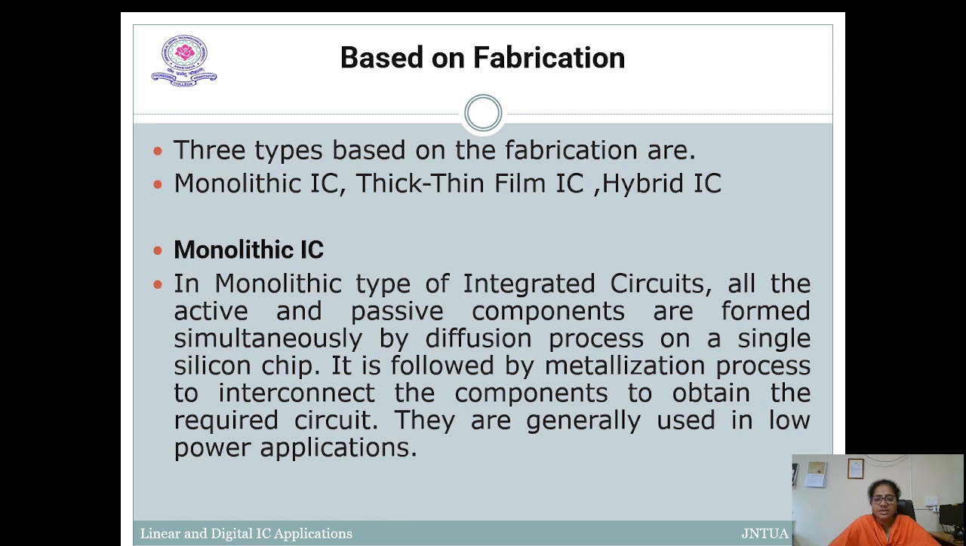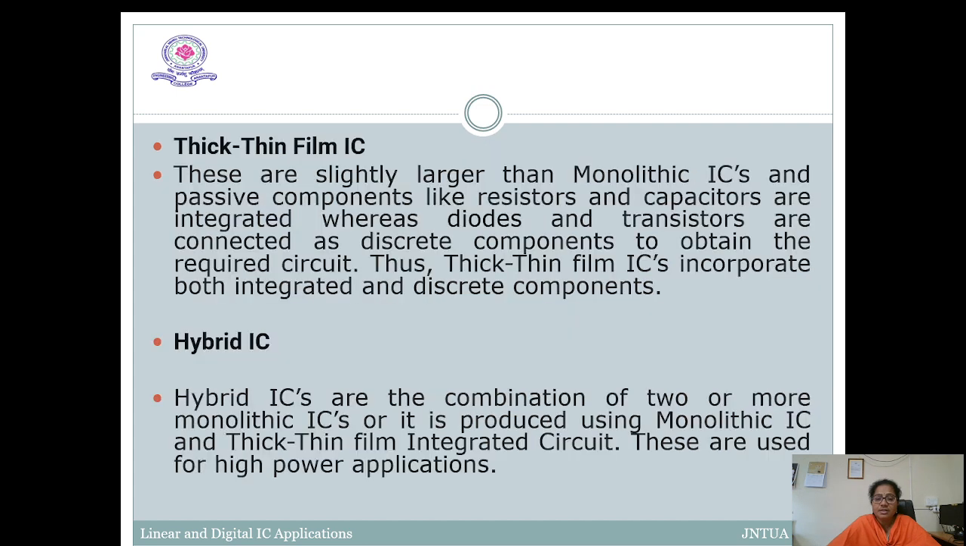So monolithic is the type where all active and passive components are formed simultaneously by the diffusion process on a single silicon chip. It is followed by the metallization process to interconnect the components to obtain the required circuit. They are generally used in low power applications, right? And the second one is the thick and thin film IC.